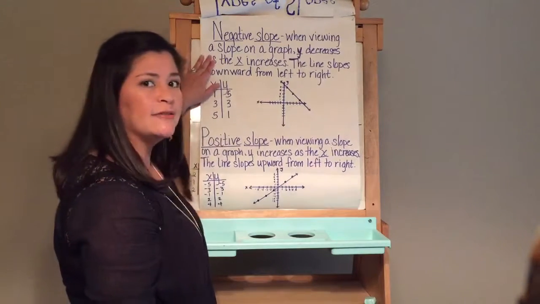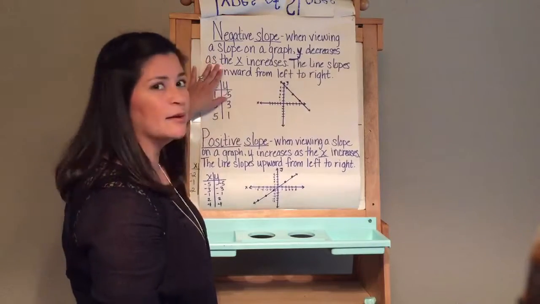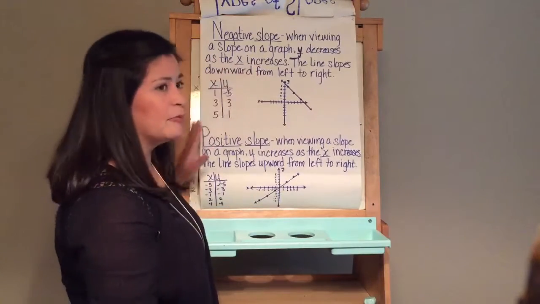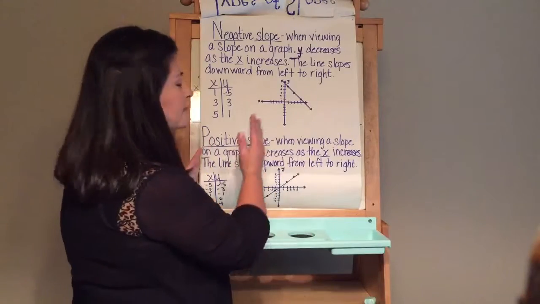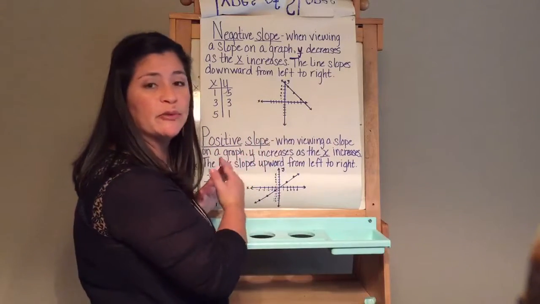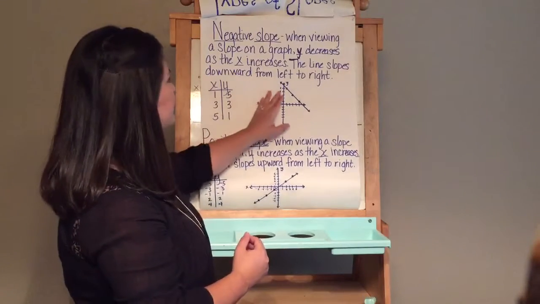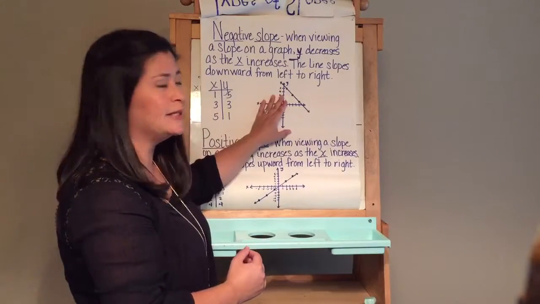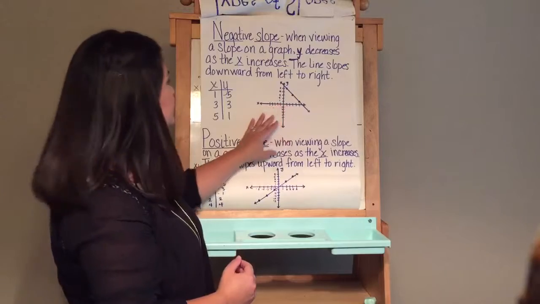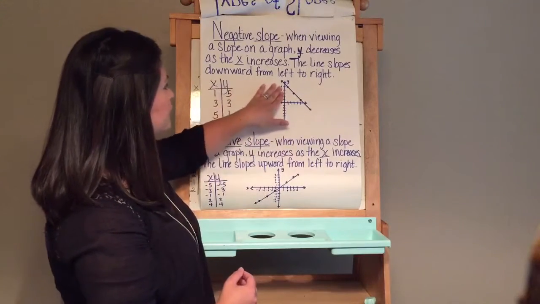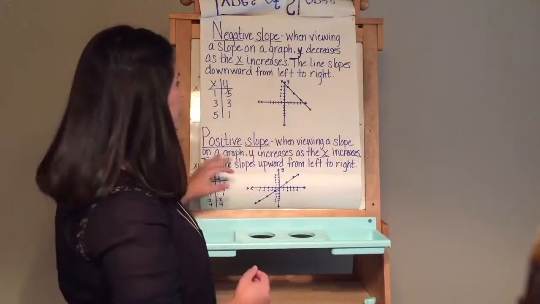So first is the negative slope. When you view the slope on the graph, and when we look at graphs, we're going to be looking from left to right the same way we do when we read or when we write. So from left to right, you're going to see that the y is going to decrease as the x increases. The line is going to slope downward from left to right.